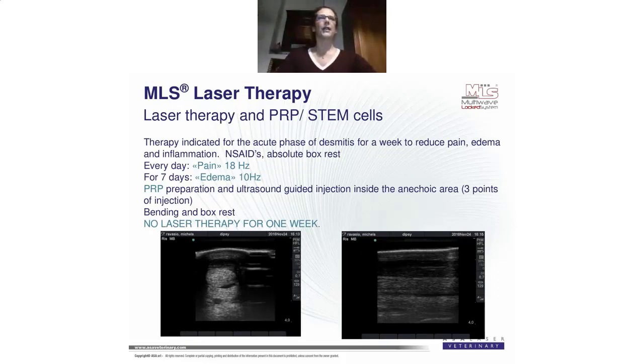Here, something different. Again, a very big lesion. There was almost nothing to see anymore of the superficial flexor tendon. For the first week, it was important for me to reduce pain and edema. Absolute box rest, because the horse was really very painful. So every day the protocols for pain, 18 Hertz, and edema. After this, PRP preparation and ultrasound guided injection, post rest for another 7 days with no laser therapy.